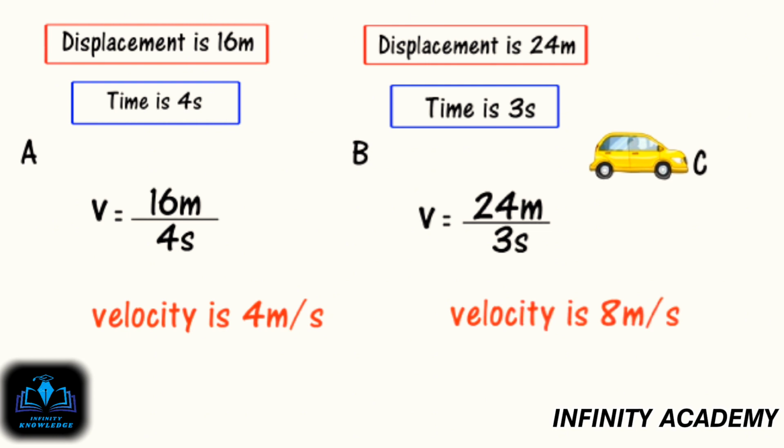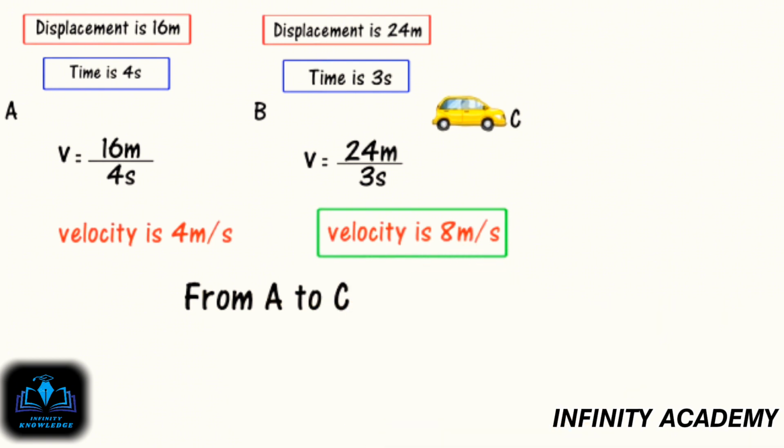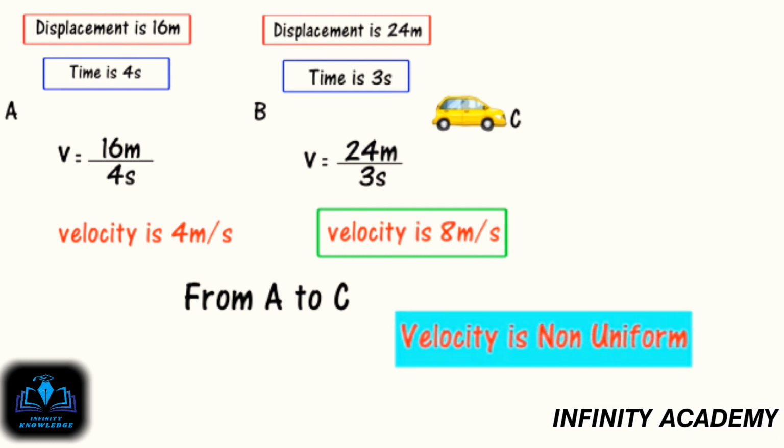We know that the velocity from point A to point B was 4 meters per second, and now the velocity from point B to point C is 8 meters per second. So we can say from point A to point C, velocity is changing from 4 meters per second to 8 meters per second. So we say velocity is changing, thus we can say that velocity is non-uniform.